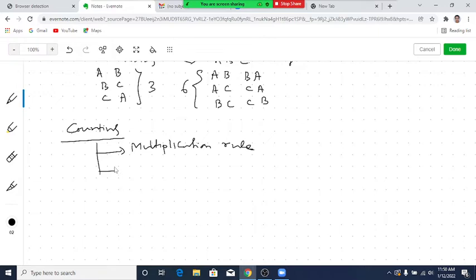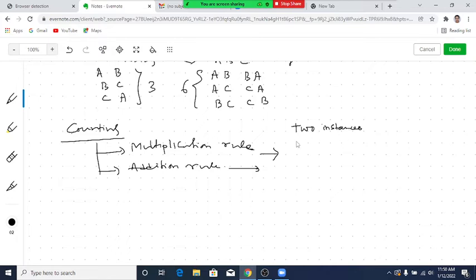That is called the addition rule. So when can we use the addition rule, and when can we use the multiplication rule? Say I am considering it for 2 cases, 2 instances. Then I will be generalizing this for more than 2 instances.